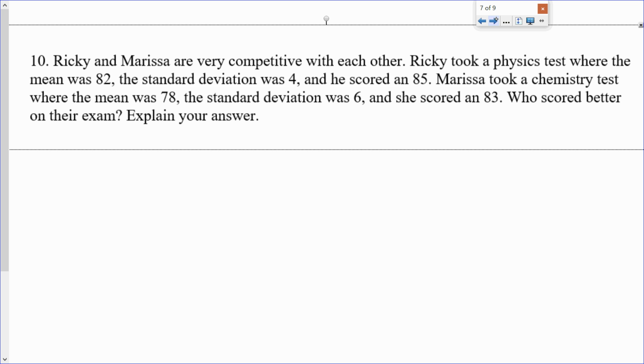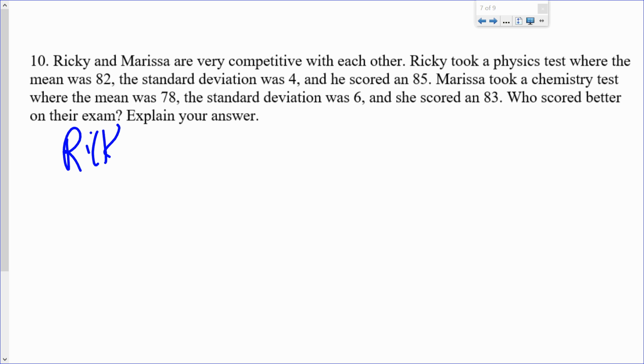Ricky and Marissa are very competitive with each other. Ricky took a physics test where the mean was 82, the standard deviation, and he scored an 85. Marissa took a chemistry test where the mean was 78, the standard deviation was 6, and she scored an 83. Who scored better on their exam? Well, again, you can't go by the actual numerical score because they're totally separate tests and totally separate classes. I need to find the z-score for each. So for Ricky, z equals x minus mu over sigma.